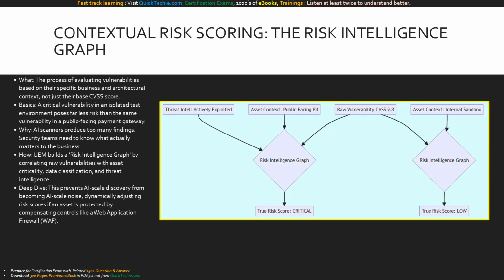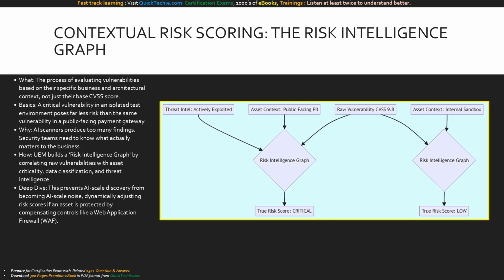With thousands of vulnerabilities discovered daily, how do we prioritize? We use contextual risk scoring, often powered by a risk intelligence graph. What is this? It's the evaluation of a flaw based on its real-world business context, moving beyond flat CVSS scores. The basics are highly practical. A critical 0-day sitting on an air-gapped test server is not the same emergency as that exact same 0-day on your public-facing payment gateway. Why is this distinction vital?